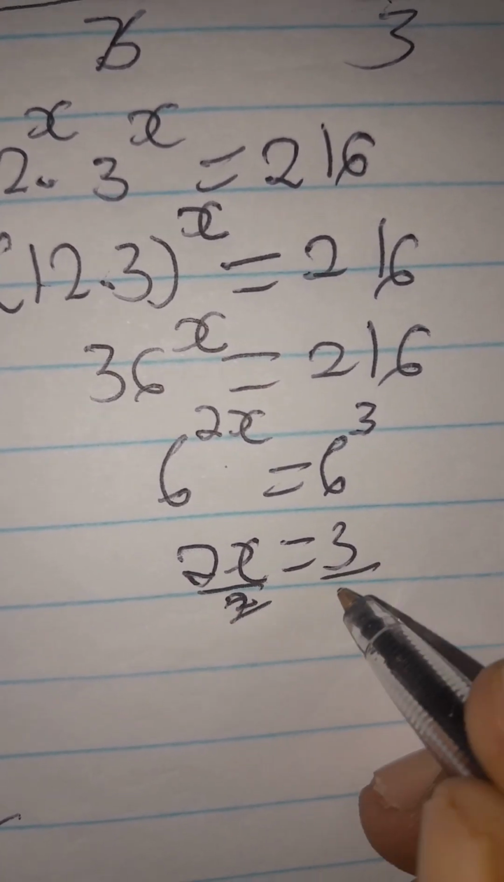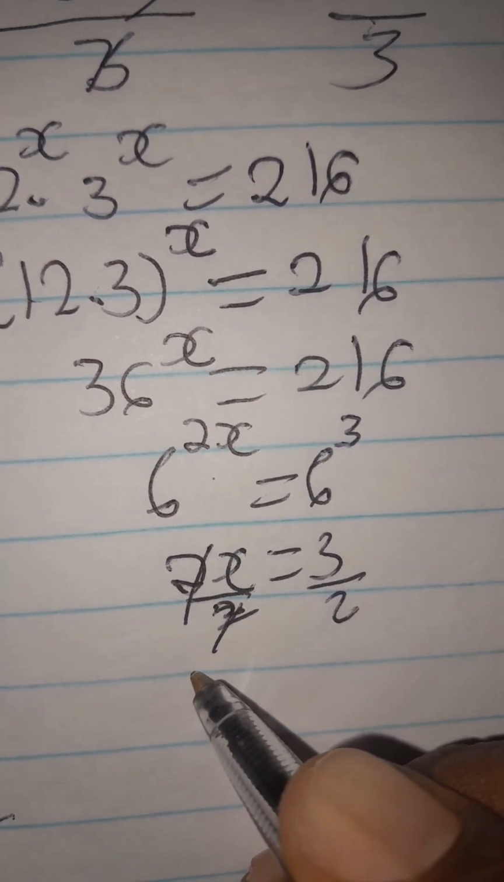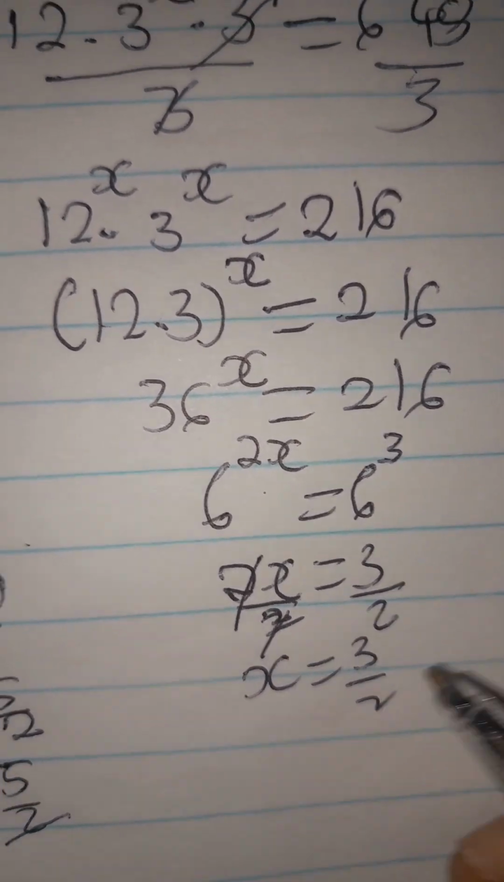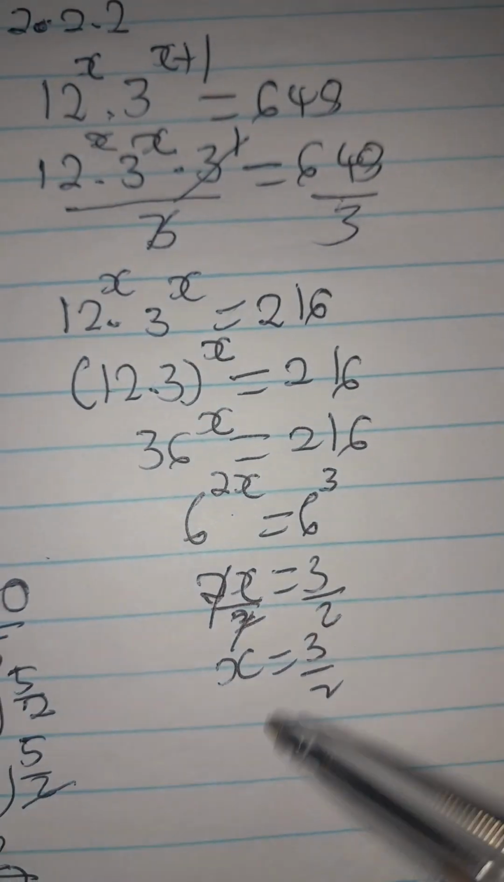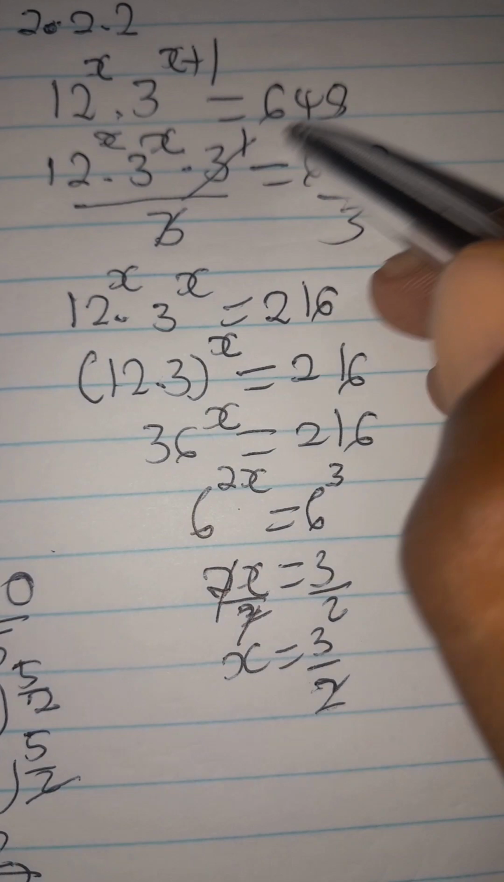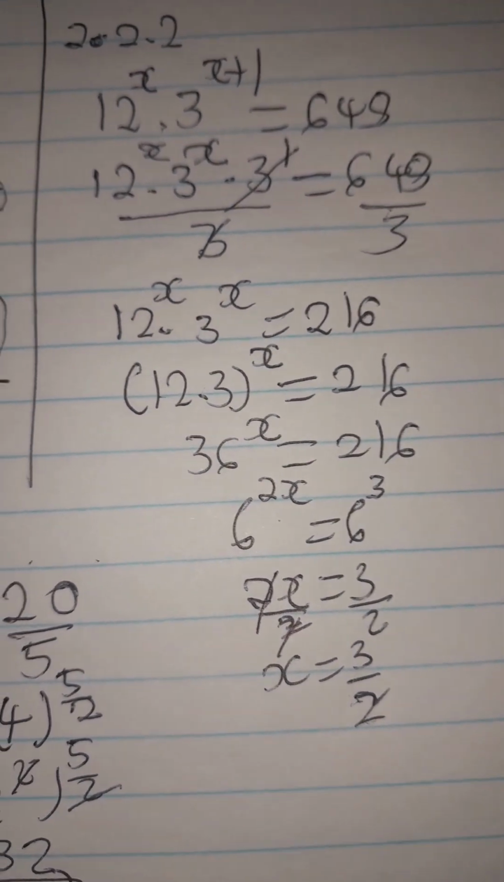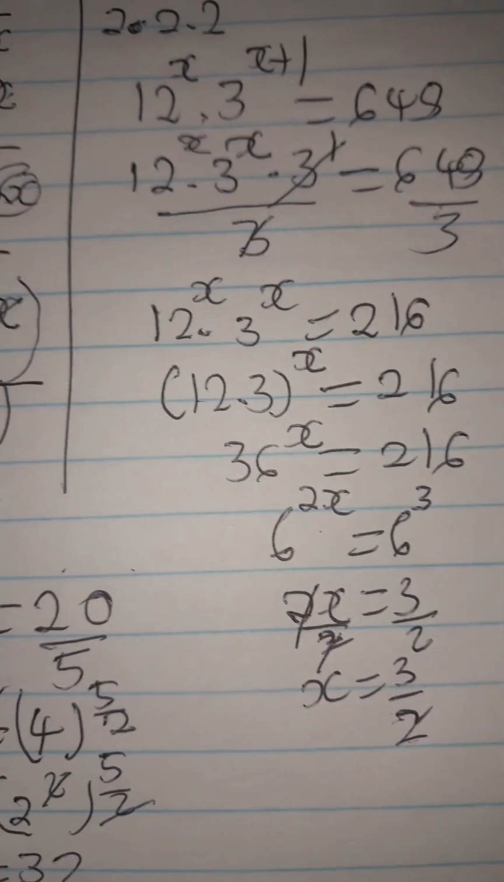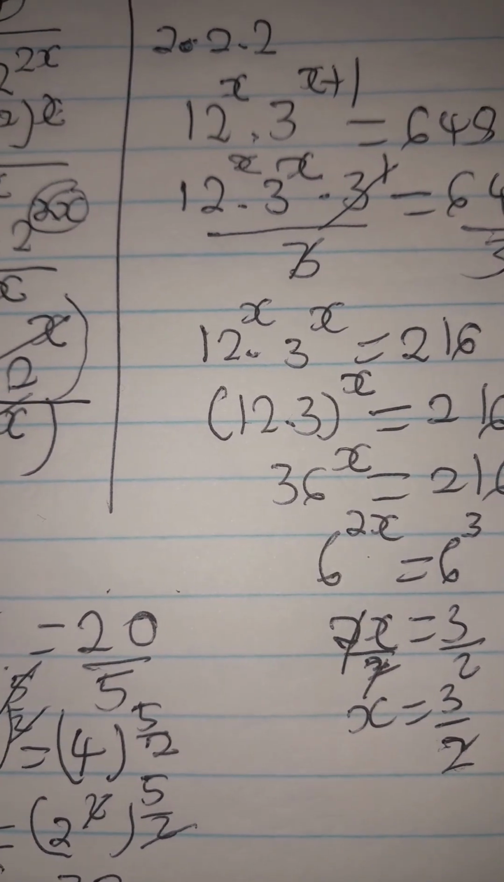Divide both sides by 2. That will be 3 all over 2. So when you go back and check, put 3 all over 2, you are going to get 648 there, right? So now we are going to work with 2.3.